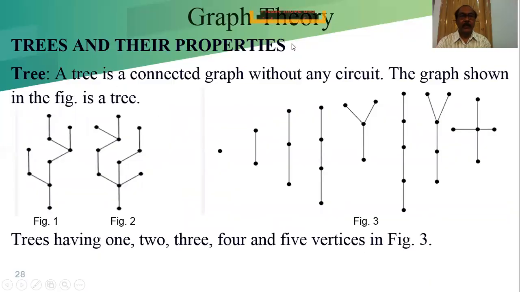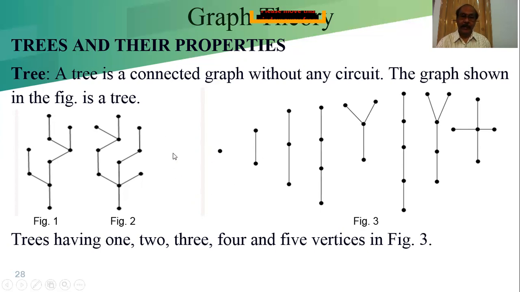Trees and their properties. Tree: a tree is a connected graph without any circuit. What is called a circuit? Suppose we take two vertices Vi and Vj in a connected graph. If there is more than one path between Vi and Vj, more than one path makes a circuit. That's why we say a tree is a connected graph, but without any circuit.